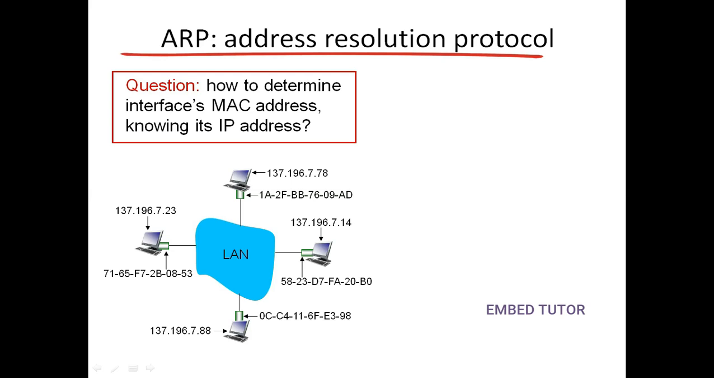So, if you look at the picture, you can see a local area network with 4 computers connected, and each is configured with an IP address, and the network interface card has a burned-in address, that is nothing but the physical address, or the hardware address, or the media access control address. So if you take this machine, it has 137.196.7.14 as its IP address with 58.23.d7.fa.20.b0 as its MAC address.